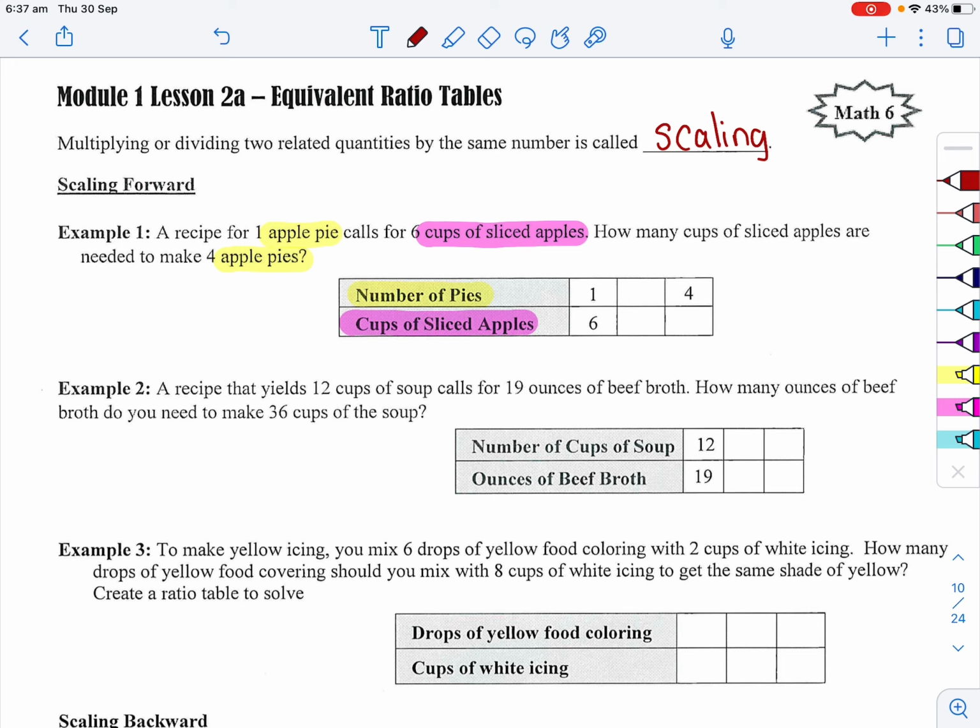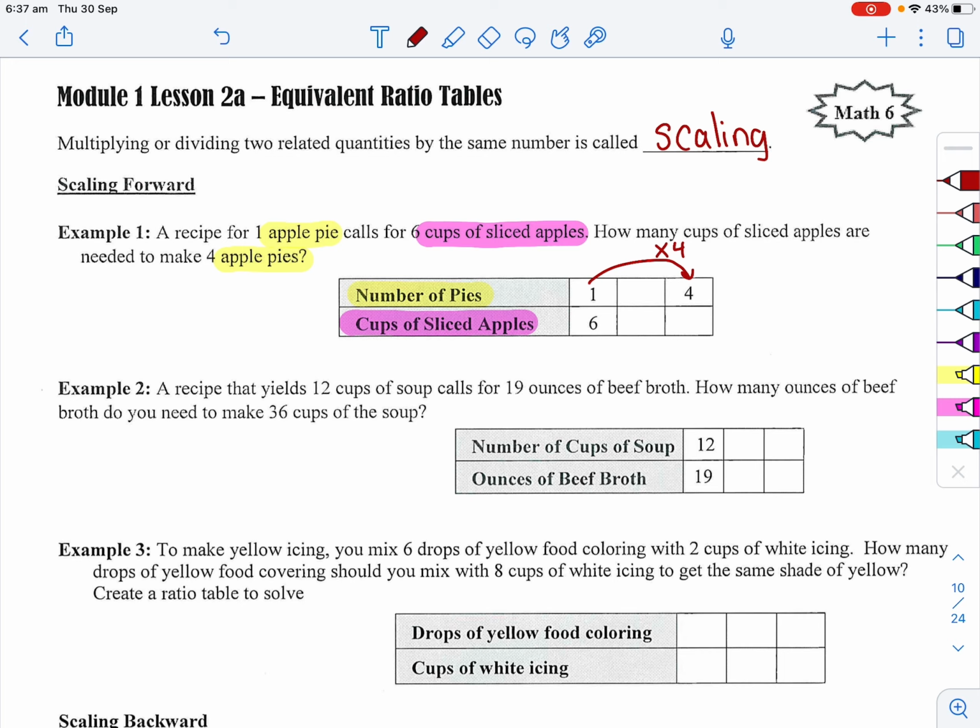So this is going to be a replacement for our tape diagram. So in the tape diagram, we were drawing a picture, a visual representation of being able to solve for that missing value. Now I'm going to use a table and my multiplication chart to help me find that missing value. This is called scaling forward because I am going to figure out what I multiplied by to get from 1 to 4. Well, I multiplied by 4.